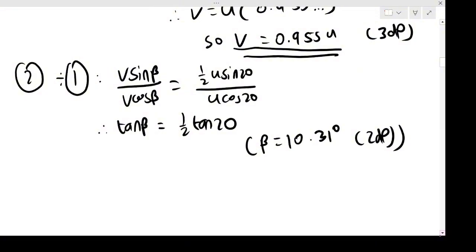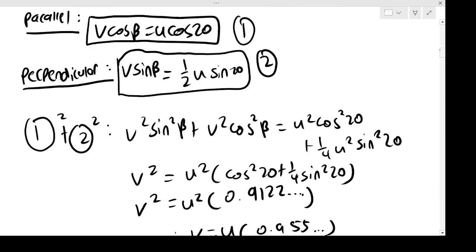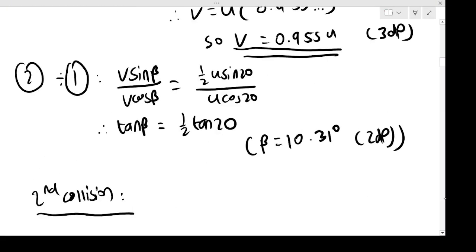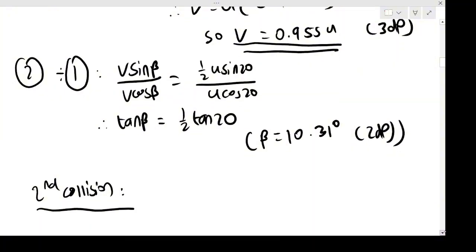Now again, now I've got my second collision to deal with. So if I draw out the second part, right, where it collides with the vertical wall here, it's going to look like this, right?